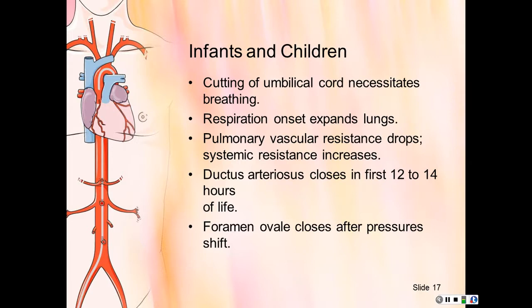Pulmonary resistance will drop, and systemic resistance increases, which closes your ductus arteriosus in the first 12 to 14 hours of life. The foramen ovale closes after the pressure shift in the heart from fetal circulation to, once the lungs start going, normal circulation within the baby.